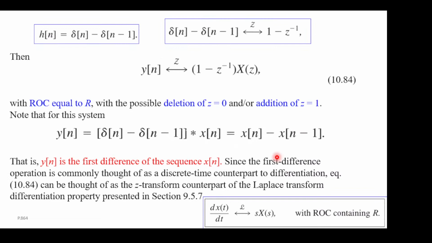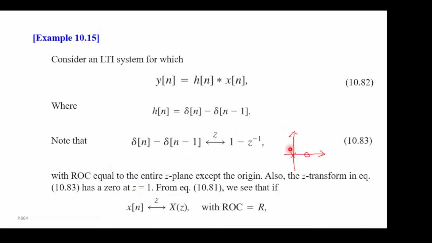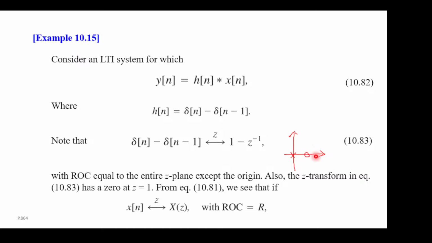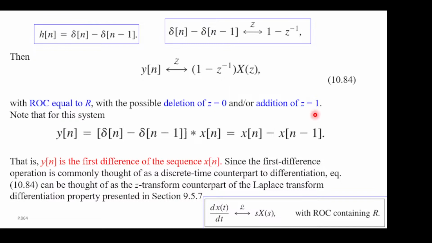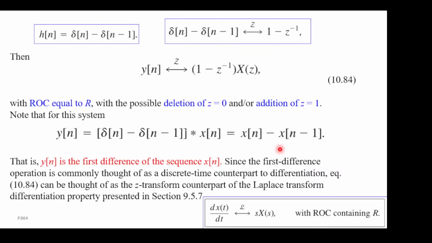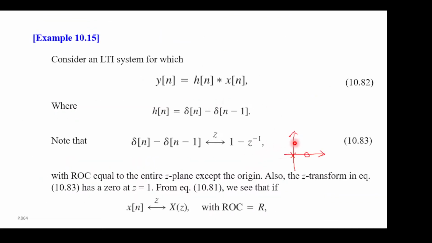And so the ROC is basically R, except that this point z equal to 0 might do something and delete z equal to 0 from your R, or the 0 might also delete the pole of R, so you might delete the point z equal to 1 and extend your ROC, etc. But if there is no pole cancellation from 0 and 1, then the ROC is just R.